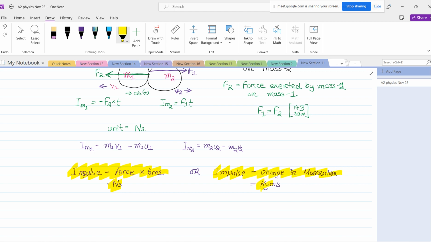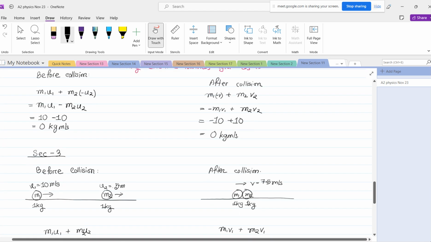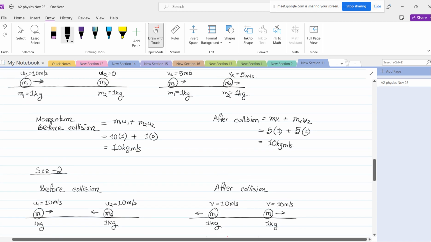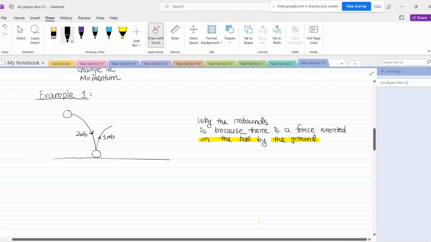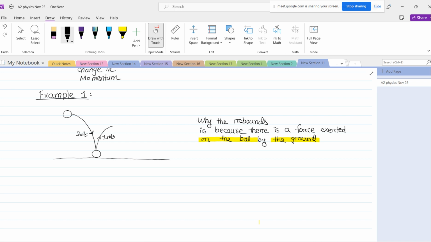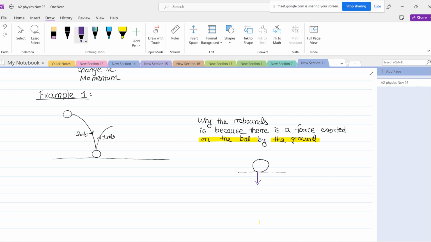Now if we move to our example 1, as the concepts for impulse, change in momentum, and the law of conservation of momentum are clear, we can move to this question, example 1. Example 1 wants to calculate the force exerted on the ball, obviously working with impulse, right? It wants you to calculate the force that was exerted on the ball during the collision. If we draw a labeled diagram, during collision the ball exerts a downward force on the ground, and the ground exerts an upward force on the ball, right? So there will be a downward force on the ground.